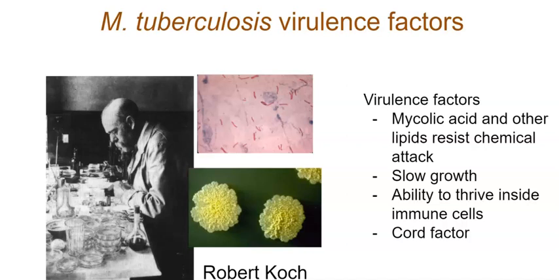Other virulence factors that this pathogen has are that it grows very slowly, which may seem like an odd strategy because other pathogens will grow super rapidly and overwhelm the immune system, whereas M. tuberculosis grows slowly. And in this way, it is thought that it slows the immune system response somewhat. It's stealthy, and that actually is an advantage for the pathogen. Another virulence factor is that it can thrive inside macrophages, which are cells of the immune system, and it makes a toxin that is known as cord factor that damages lung tissue.